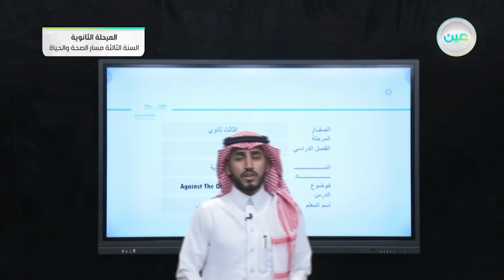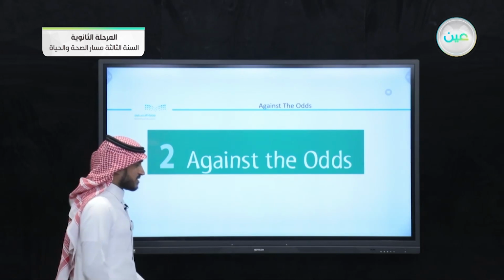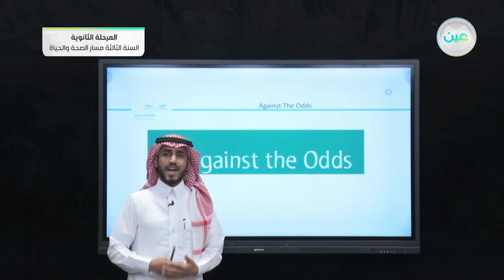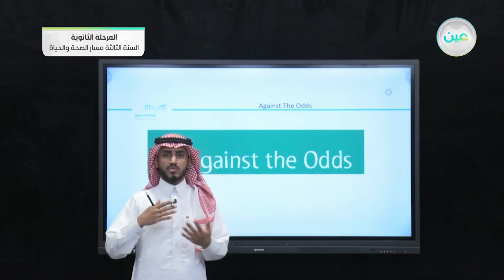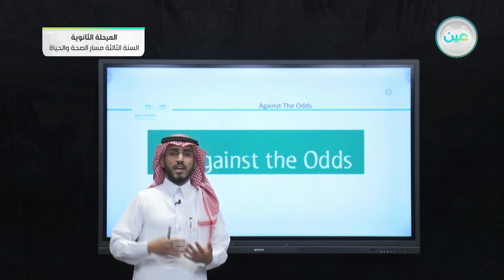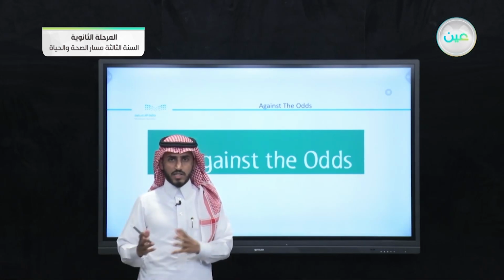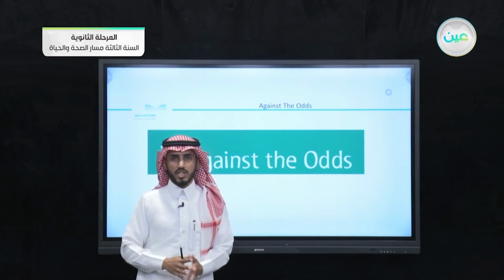In the previous lesson, we started the first lesson in Unit 2, Against the Odds. We talked about the title of this unit and we said that the meaning of against the odds is when something happened in a way that we didn't expect. Okay? Against the odds means something that happens in a way that we didn't expect.